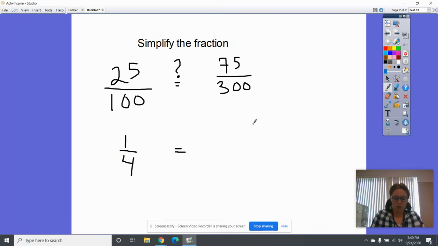Let's check out the other one. 75 over 300 simplifies to the same thing, 1/4, which means that yes, these two are proportional.